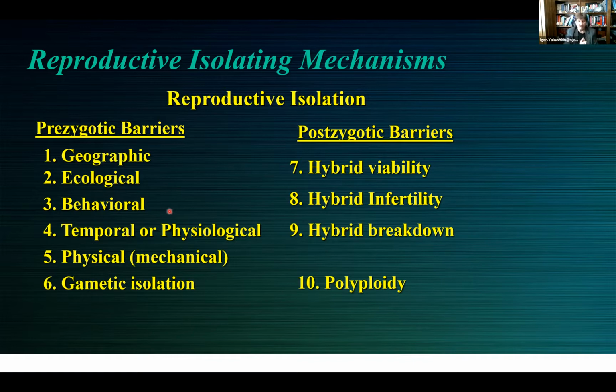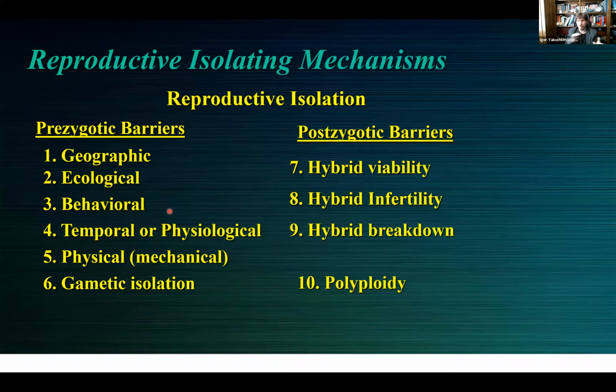Behavior. Many birds, insects, and amphibians have very specific courtship rituals. And if that particular ritual is not going properly, or it is not the correct song or anything like that, the female most likely will reject the male.